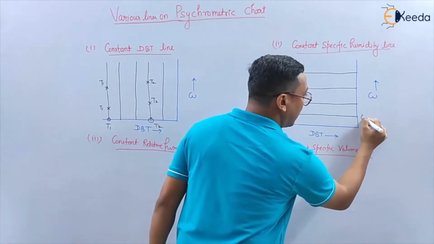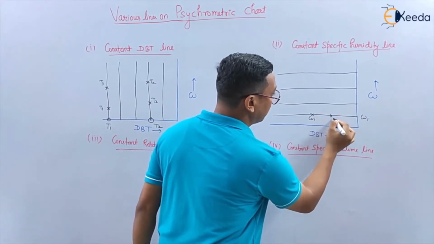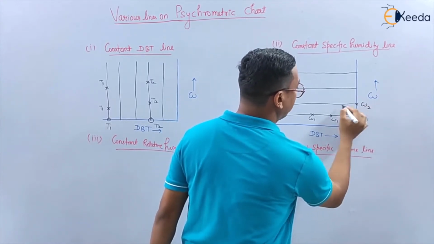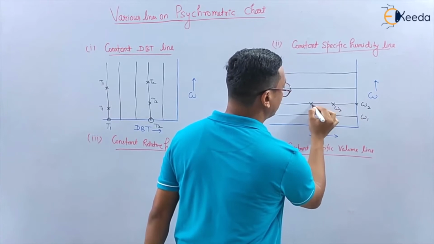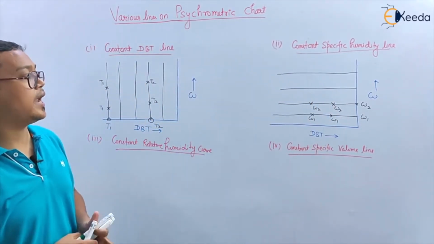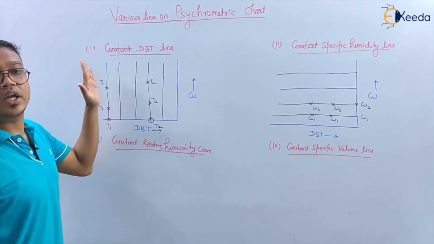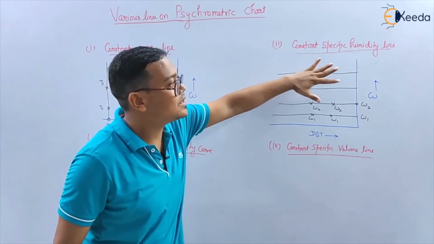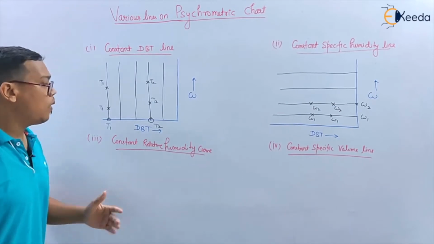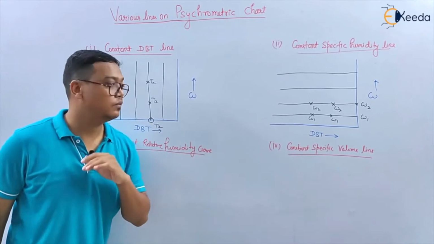If here is omega 1, then at every point it is omega 1. If I say it is omega 2, then at every point it is omega 2. So these are the constant specific humidity lines. Constant dry bulb temperature lines are vertical and constant specific humidity lines are horizontal. You can easily see. Now let's see the constant relative humidity curve.